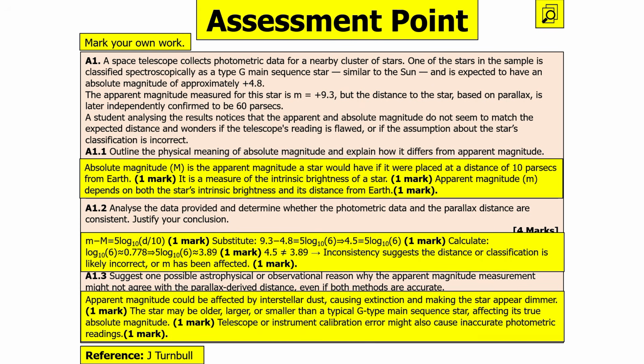Now, the apparent magnitude could be affected by something like interstellar dust causing extinction and making the star look dimmer. The star may be older or larger or smaller than a typical G-type main sequence star, or the telescope or the instrument might have a calibration error, which might cause inaccurate readings to be collected.